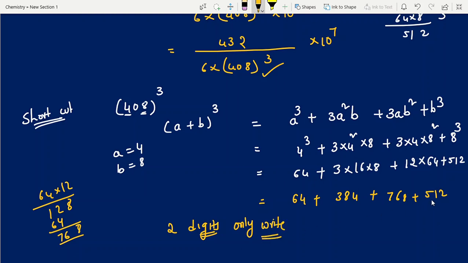Here what is 2 digits? 12. Carry forward this one. Carry forward. 768 plus 5. 8 plus 5, 13. So 7 plus 6 plus 1, 7.